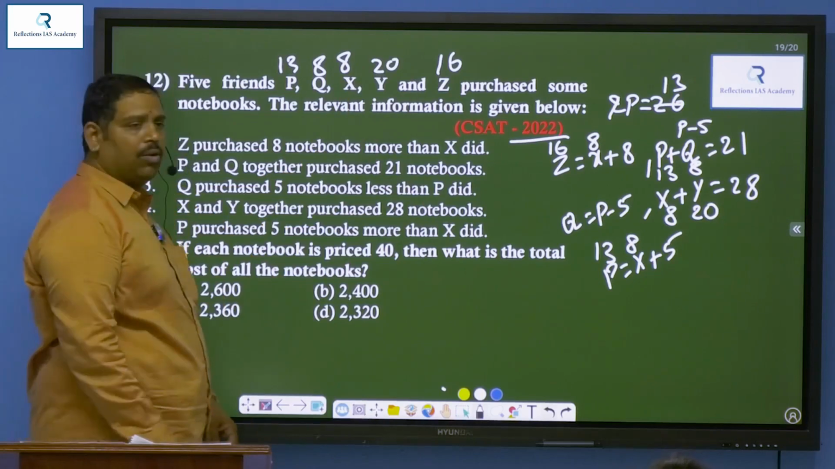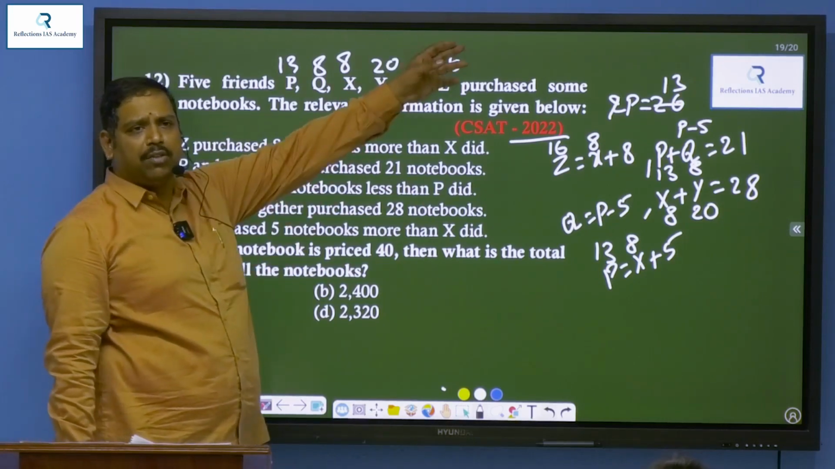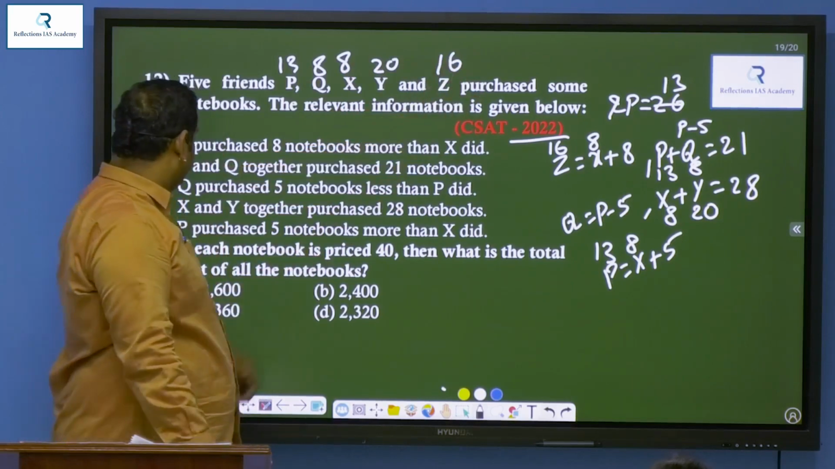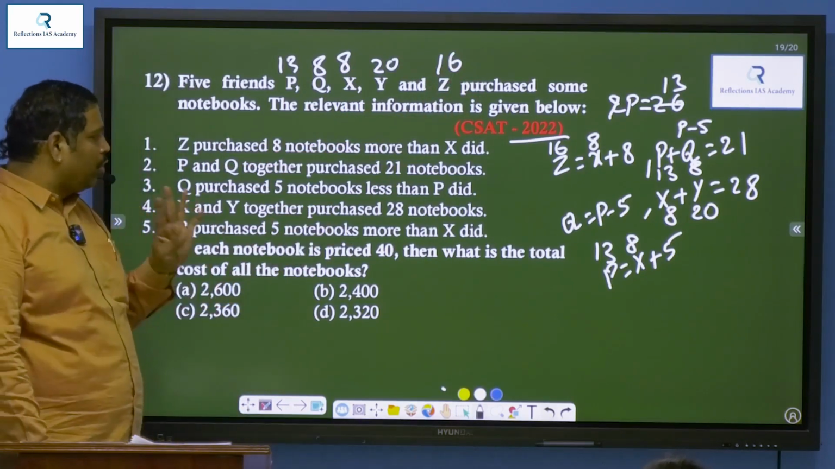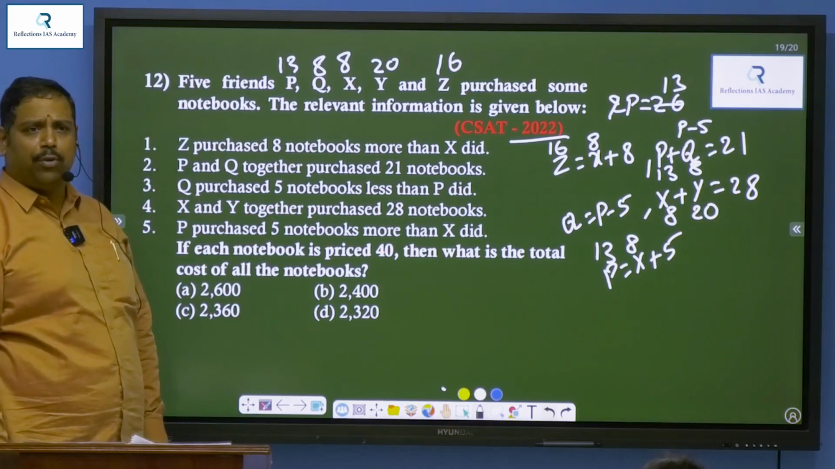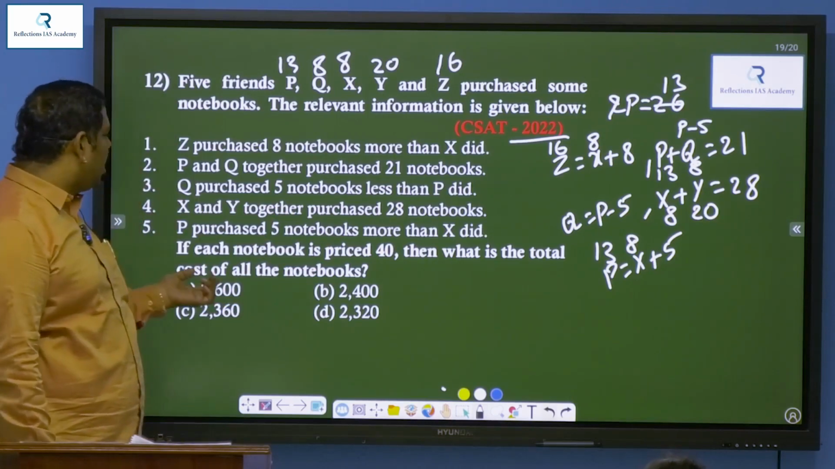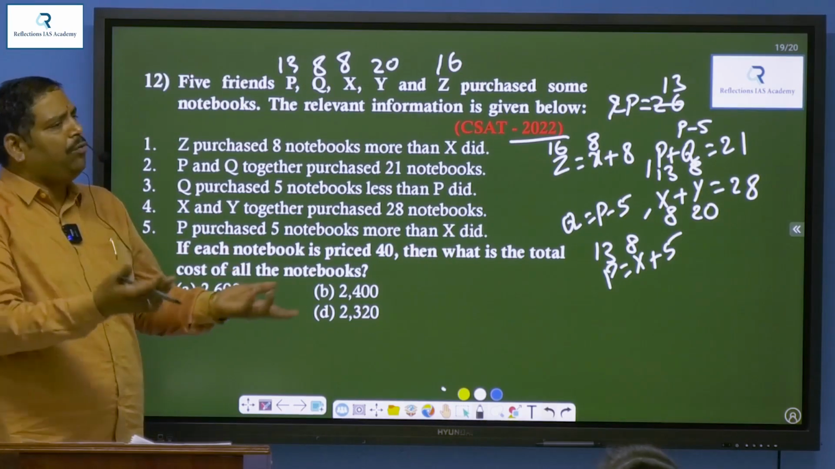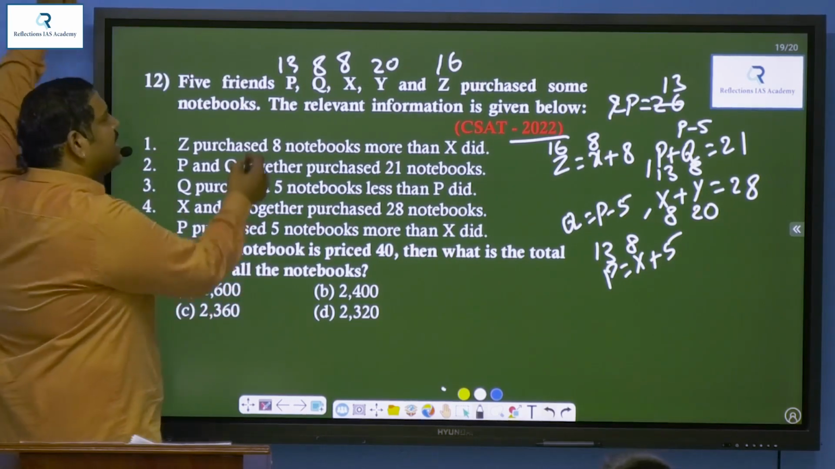Okay. So now tell me, in total how many books were purchased? Add them. Go to the next one. If each notebook is priced at 40 rupees, then what is the total cost of all the notebooks? All the notebooks means how many books you bought into 40, right or wrong? How many books you bought means just add them.